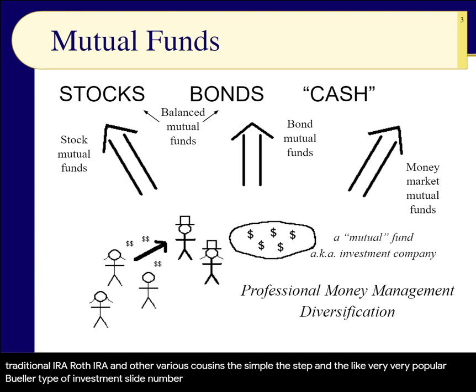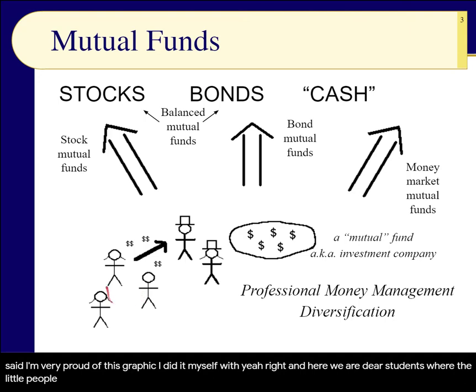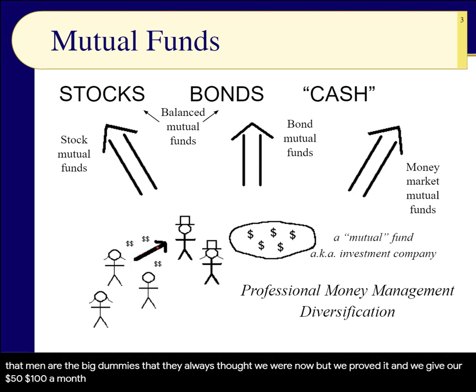Slide number three. This is the graphic that we saw back in chapter one. And as I said, I'm very proud of this graphic. I did it myself. And here we are, dear students. We're the little people. And notice more and more of them are women, because women are getting smart, realizing that men are the big dummies that they always thought we were. Now we've proved it. And we give our $50, $100 a month, more if we can afford it, to the people in the top hats.